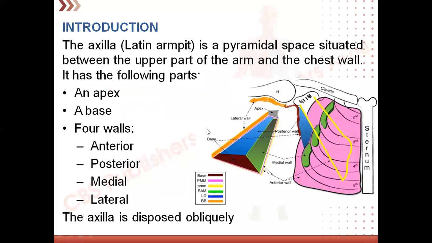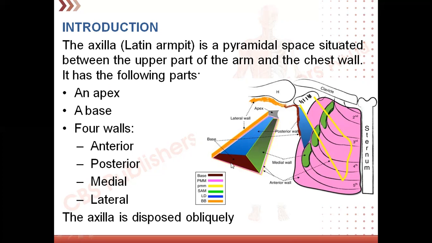This axilla, which is nothing but the armpit, is a pyramidal space situated between the upper part of the arm and the chest wall. It has certain boundaries: it has an apex and a base. Different colors have been used for your clear understanding. It has an anterior wall, which has been opened to show the structures. Once you open the anterior wall, you will see the posterior wall. This is the medial wall, and the other side is the lateral wall. We will discuss all the boundaries in detail.